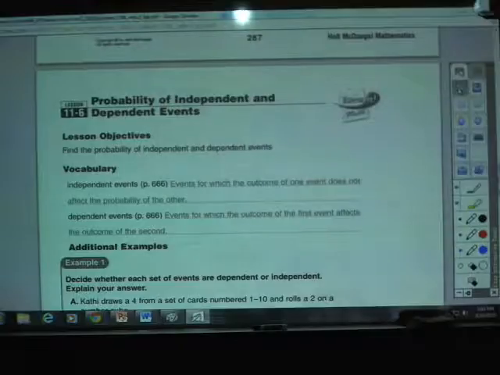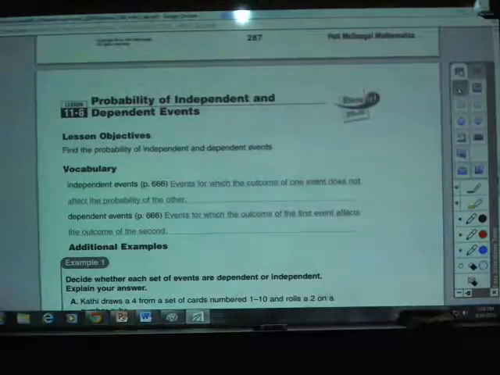calculation. So the first thing they describe are independent and dependent events, which is great because that's the section header here. Independent events are events for which the outcome of one event does not affect the probability of the other. Meanwhile, dependent events are events for which the outcome of the first affects the outcome of the second. So what they're saying for independent events here is that these are two events that don't have anything to do with each other in one way or another.